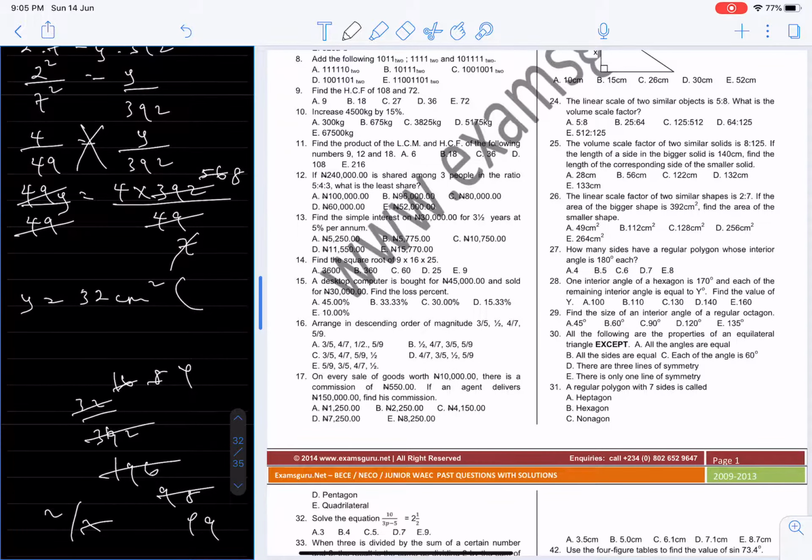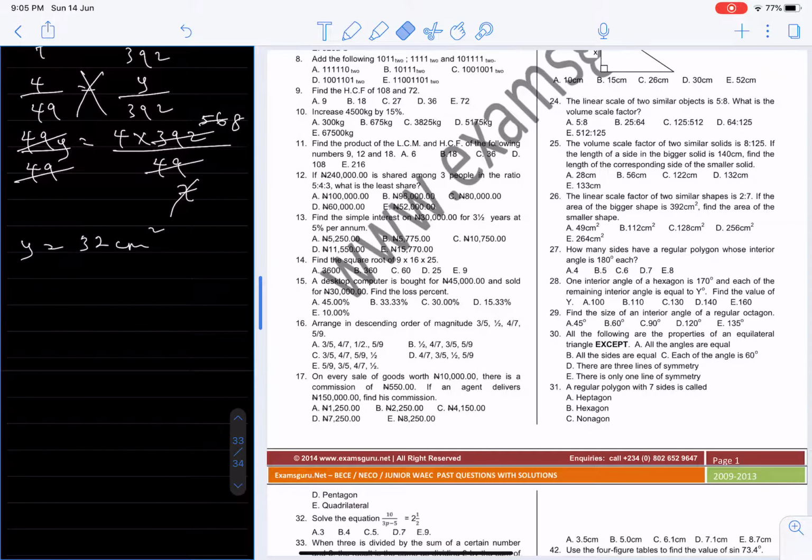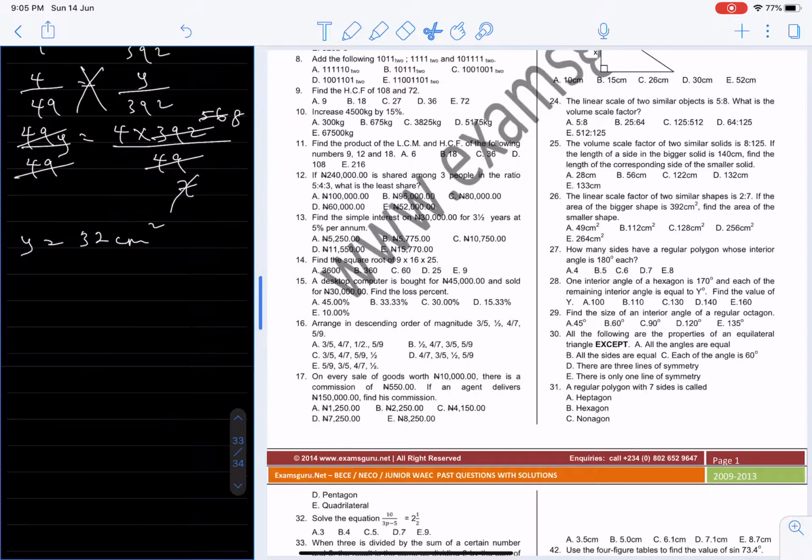So the correct option is not there. None of the given options is correct, so we just leave it as it is. The answer is supposed to be 32 centimeters squared. So the area of the smaller shape is 32 centimeters squared. Now to number 27 quickly.